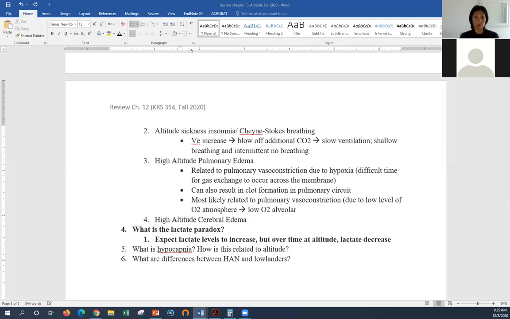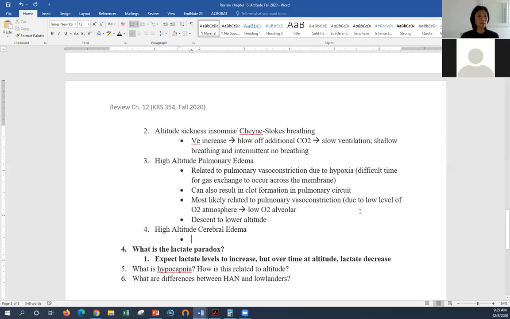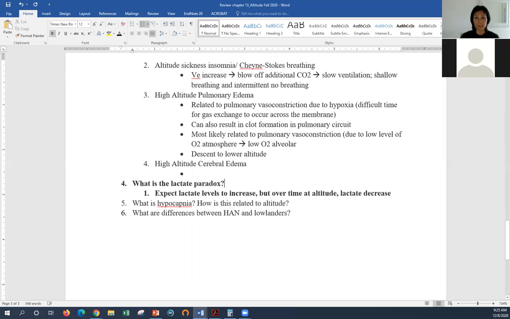Okay, so the treatment or the response to this is descend to lower altitude. Get off that mountain. So high altitude cerebral edema is going to be more serious than pulmonary edema, but if you're at high altitude and somebody's showing symptoms of AMS, acute mountain sickness, descent is always warranted so that their symptoms won't progress to high altitude pulmonary edema or cerebral edema.